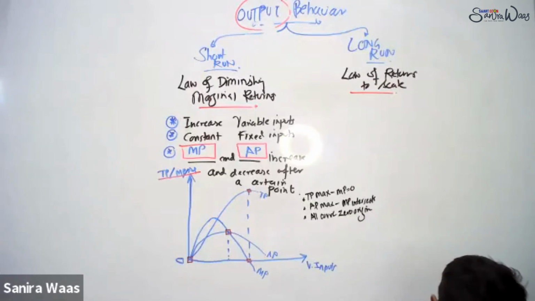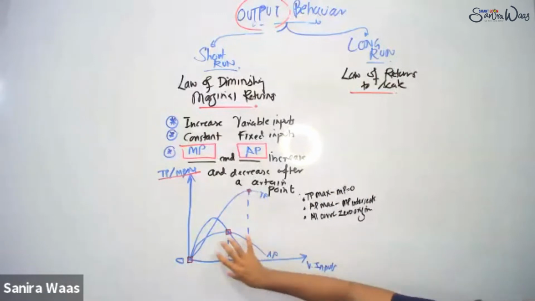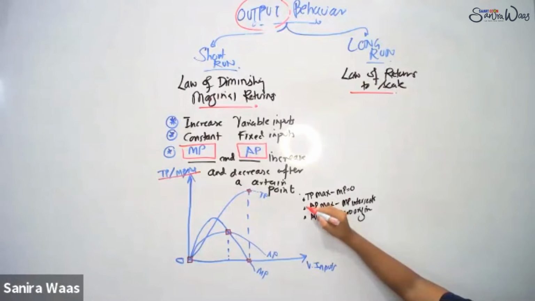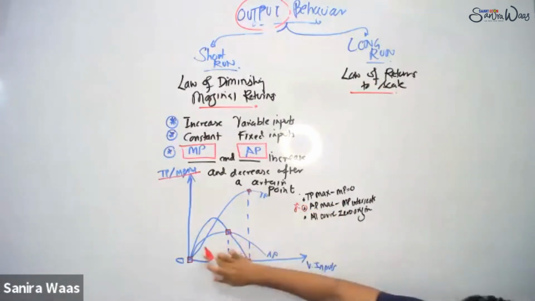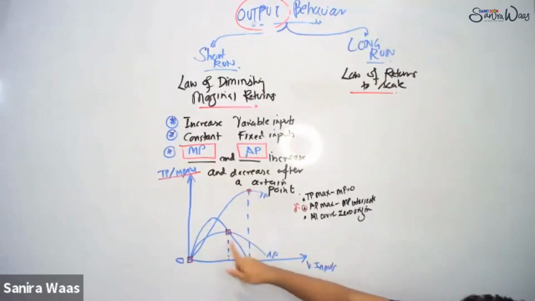It starts with the origin of 0. What you need to know when you draw this graph. And the other thing is, make it an intersection. MP and AP, there is only one intersection. Only one. Again, make an intersection. These are the mandatory things you need to know.